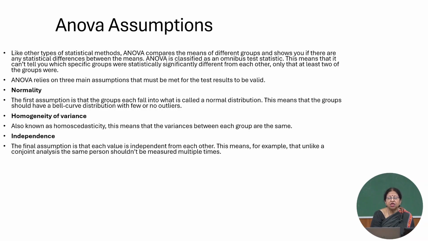Homogeneity of variance, also known as homoscedasticity, means that the variance between each group is the same. And independence, the final assumption, is that each value is independent from each other, as the name suggests. This means, for example, that unlike a conjoint analysis, the same person shouldn't be measured multiple times. So it means that certain assumptions have to be taken while using the ANOVA statistical tool.